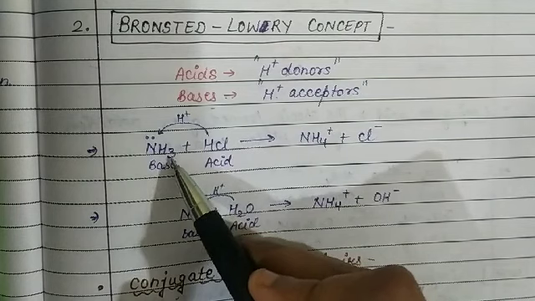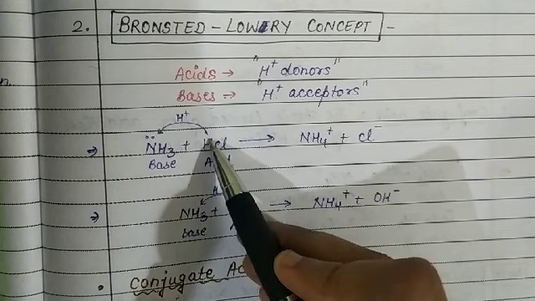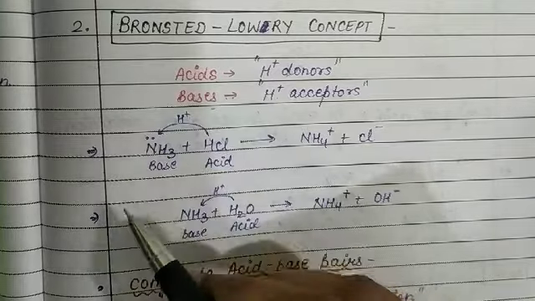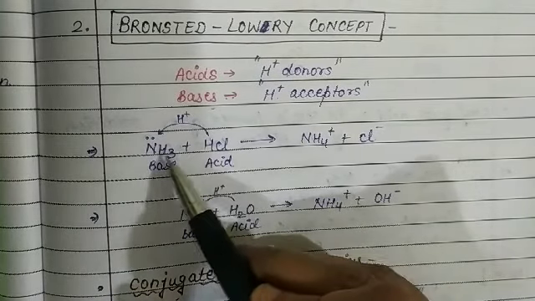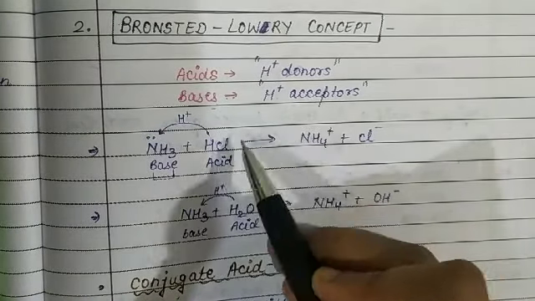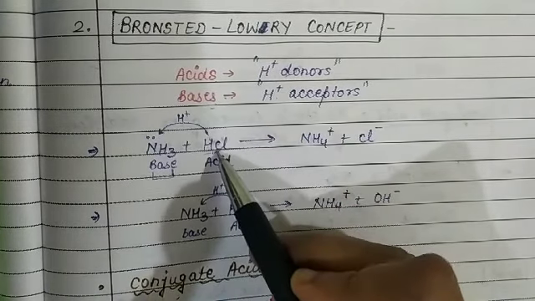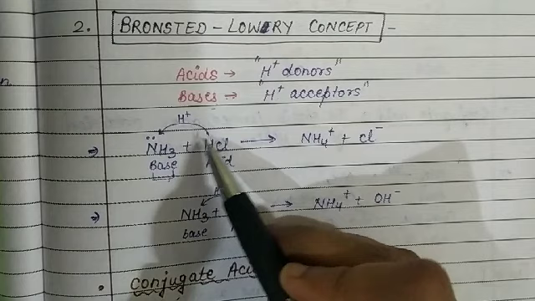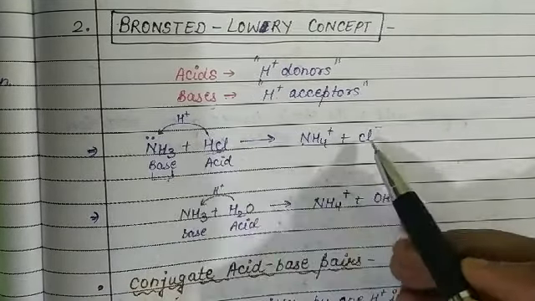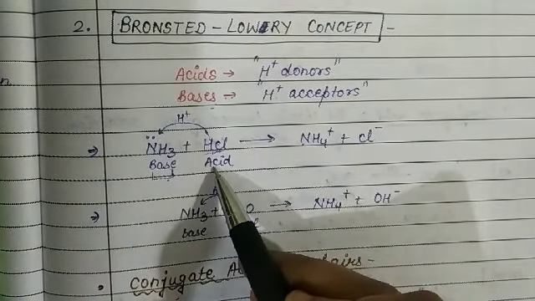For example, see, when ammonia combines with HCl, ammonia can accept H plus ion because it has a lone pair of electrons. So when H plus is accepted by ammonia, ammonia will behave as a base because bases are H plus acceptors, and H plus is donated by HCl, therefore HCl is an H plus donor, HCl is an acid and ammonia is a base. When it accepts H plus ion, it forms NH4 plus ion, and when it loses H plus, it forms Cl minus ion. So in this case ammonia is base and HCl is acid.